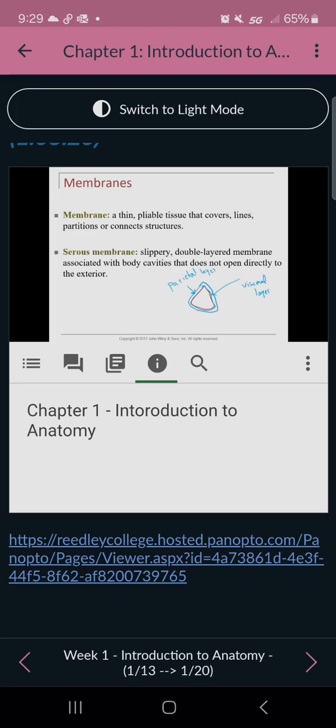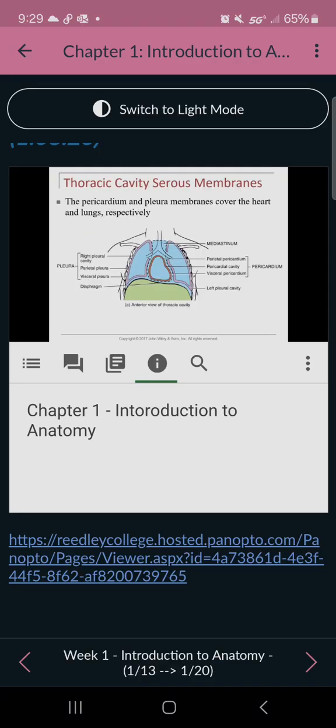And then the fluid inside the parietal and the visceral layer is going to be called the serous fluid. Okay? Thoracic cavity serous membranes. So the pericardium and pleura membranes cover the heart and lungs respectively.